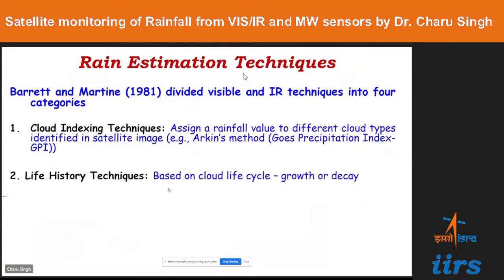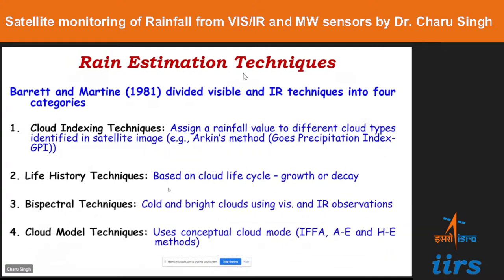There are various estimation techniques based on the visible and IR sensors. Barrett and Martin divided these techniques into 4 categories. The first category is the cloud indexing technique. In this technique, we need to assign a rainfall value to different cloud types that are identified in satellite images. Arkin's method, or the GOES precipitation index GPI, is also based on the cloud indexing technique.